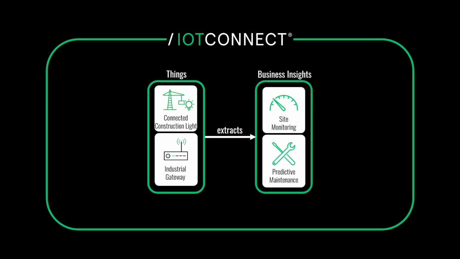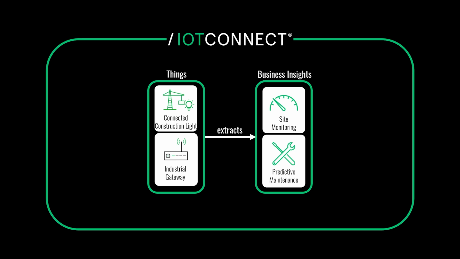So we want to extract things like being able to do site monitoring for that construction site. I could go in and turn off lights at a certain site if I need to. I can check and see how they're being operated. I can monitor power consumption. Those are activities that I might do within that industrial setting.